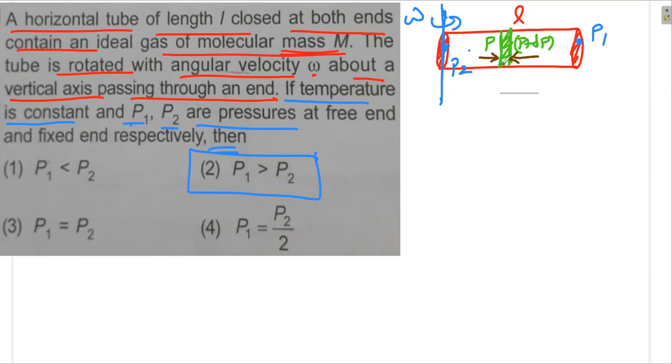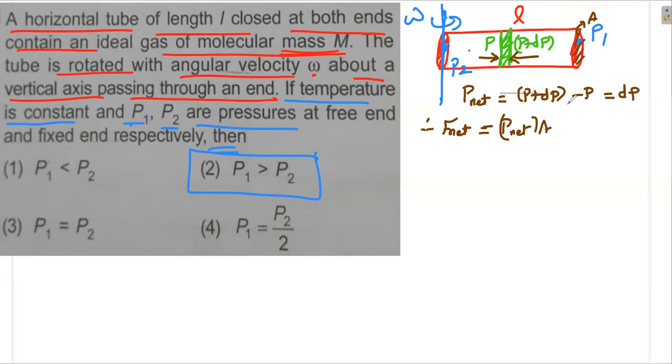On this element there is a net pressure. P net is P plus dP minus P, which is just dP. That's the net pressure acting, and I can convert this into force using the area. Therefore the net force acting on that element is P net into the area. This is the cross-section area, so it is A into dP.